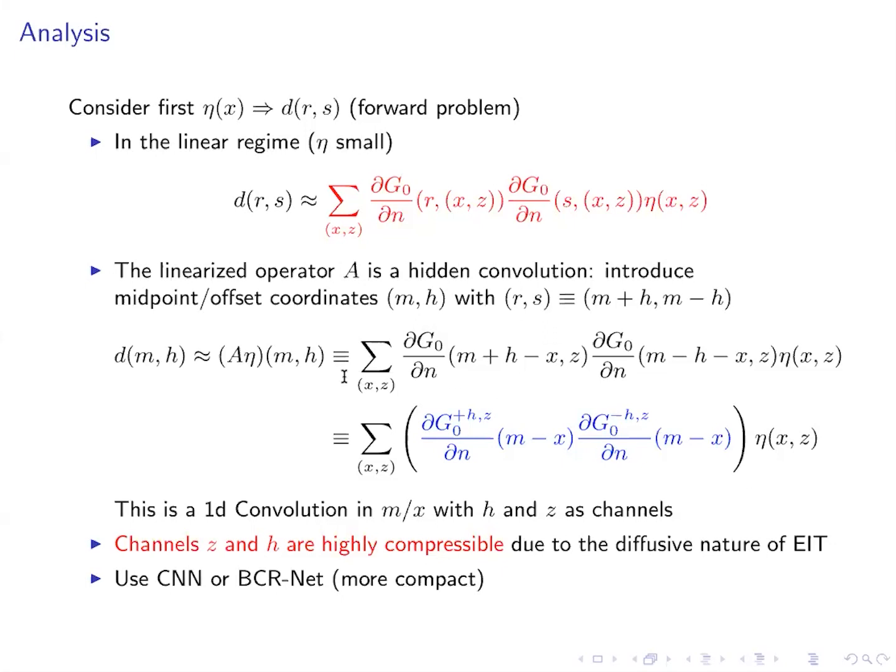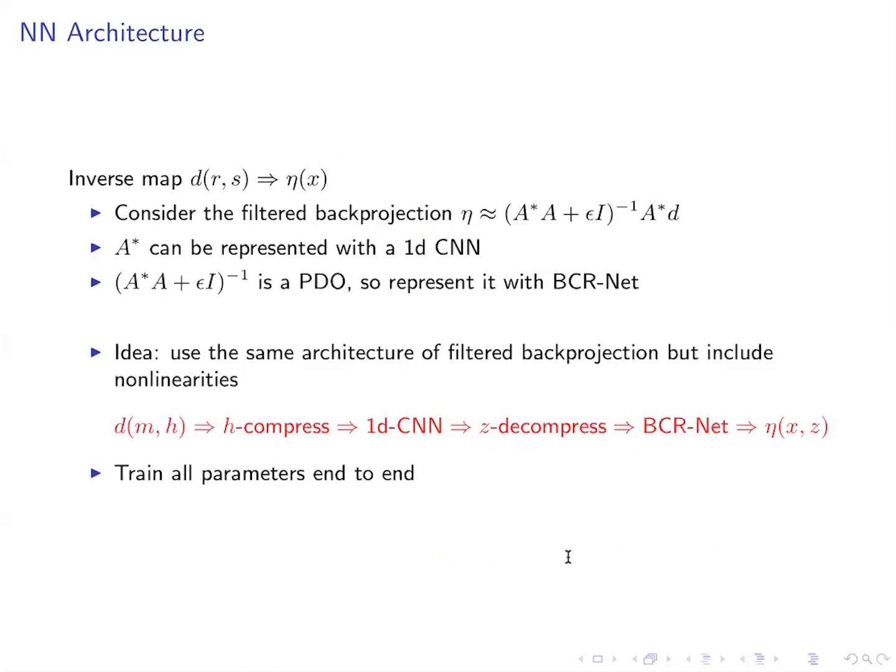So what this means is that this A map, which is the forward map in the linear regime, can be simply represented by a CNN, for example, a 1D CNN with multiple channels. Now, for the inverse map, we perform the same analysis. We're going to consider the feedback projection, and the A star operator, as we said, is similar to A, and can be represented with a 1D convolutional neural network.